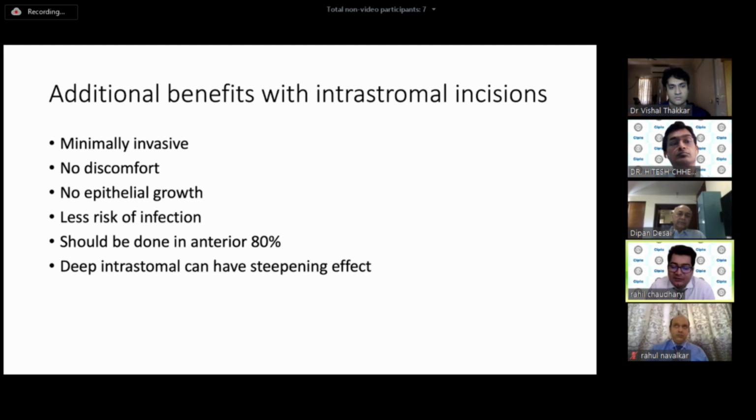But the only thing we have to be careful about is that when we are putting intrastromal incisions, we have to be in the anterior 80% of the stroma and not the posterior. Because if you go posterior, if you go deep, it has an opposite effect. And to get the same effect with intrastromal incisions, you have to put a longer arc and it has to be closer to the visual axis, preferably 7 millimeter diameter.